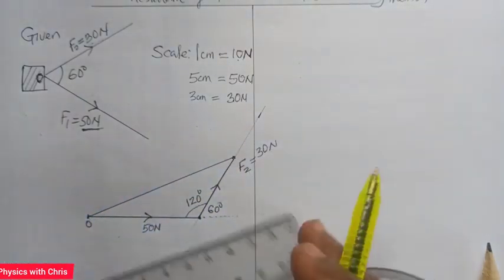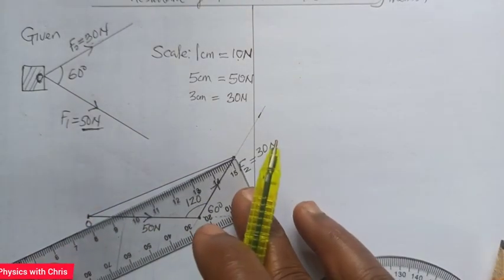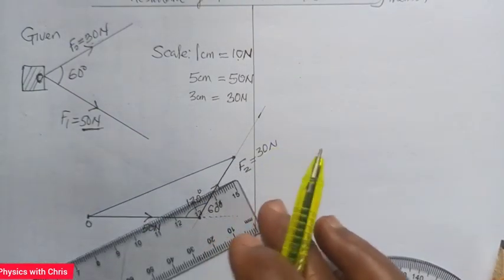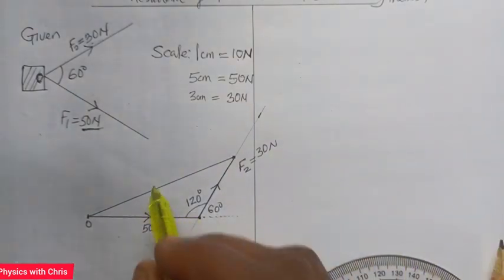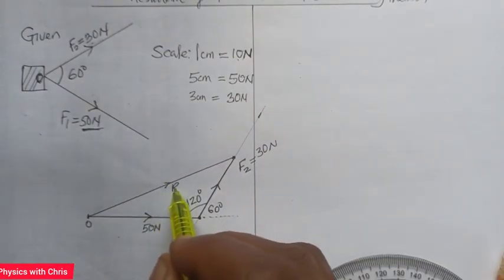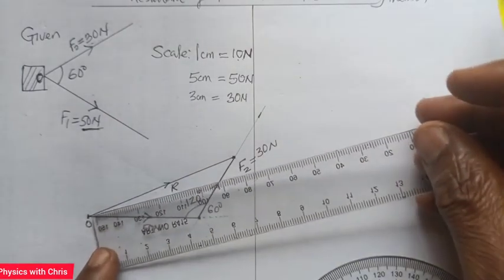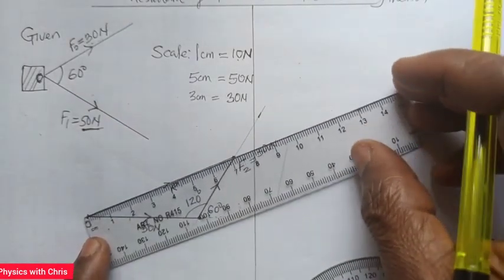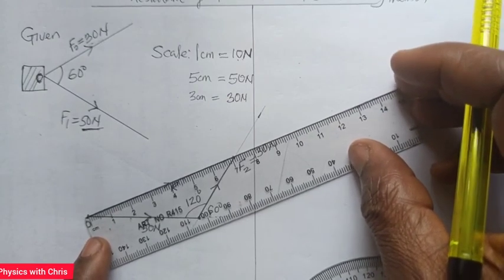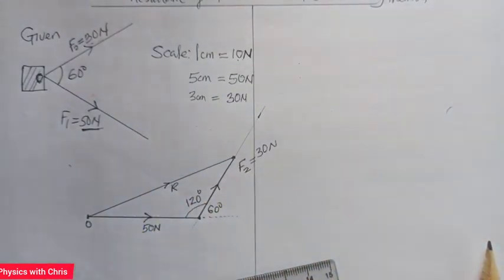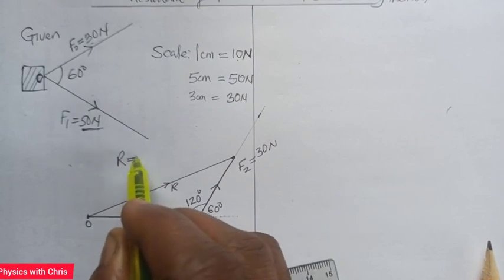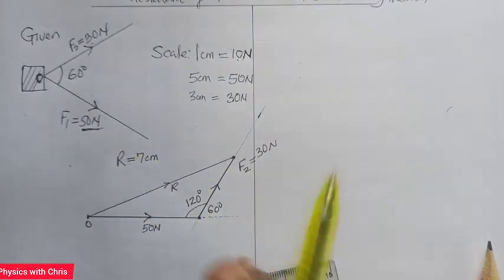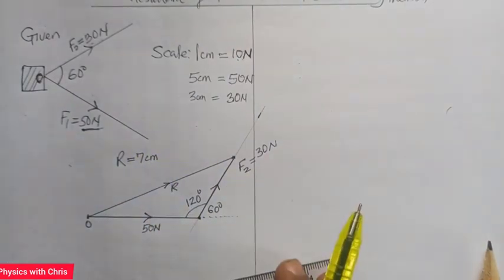So I'll now join this point O to the end of vector F2. Then I have to measure the length of this line. The length of this line gives the magnitude of the resultant of the two vectors F1 and F2. I measure it and record it in centimeters. It's giving me about 7 centimeters. So for my measurement, R is 7 cm. Now that's not my final answer. R is a resultant vector or resultant force.